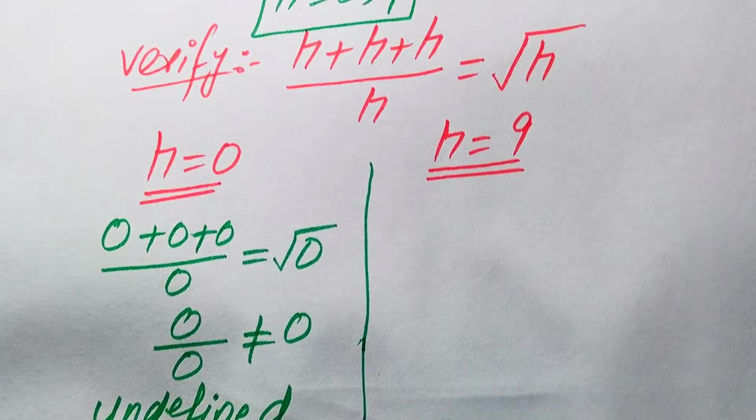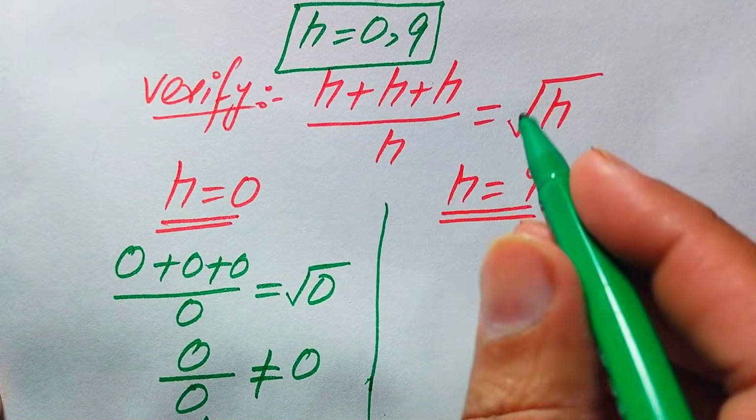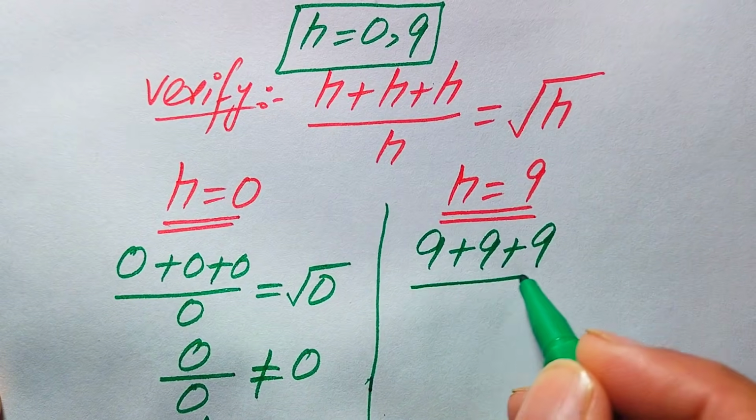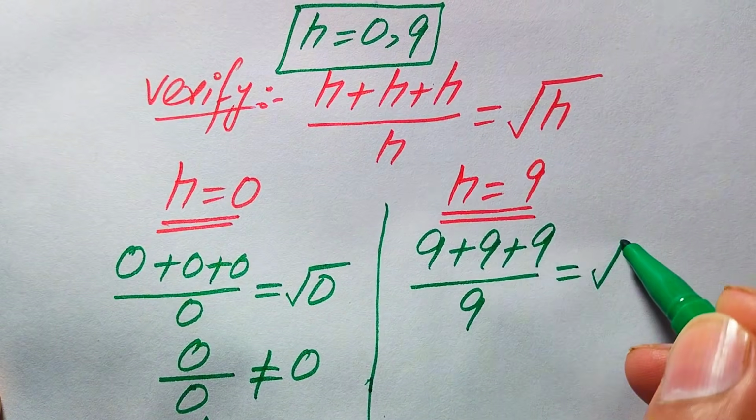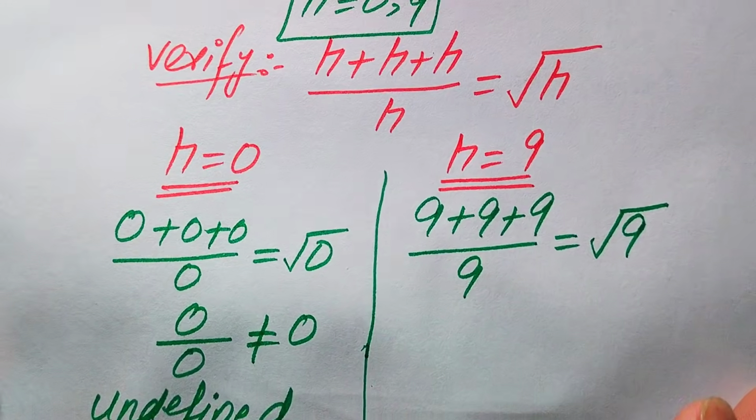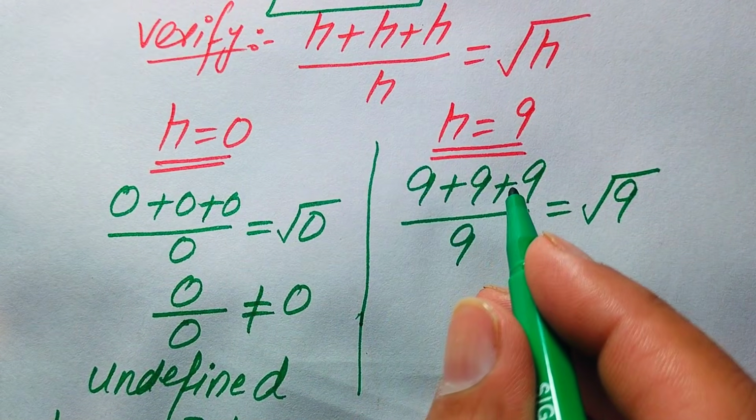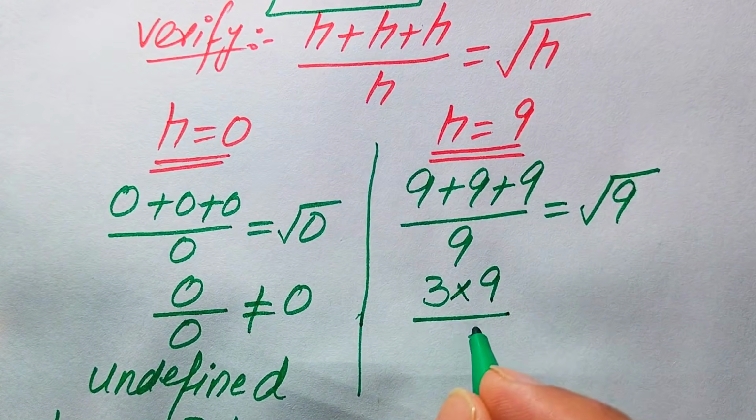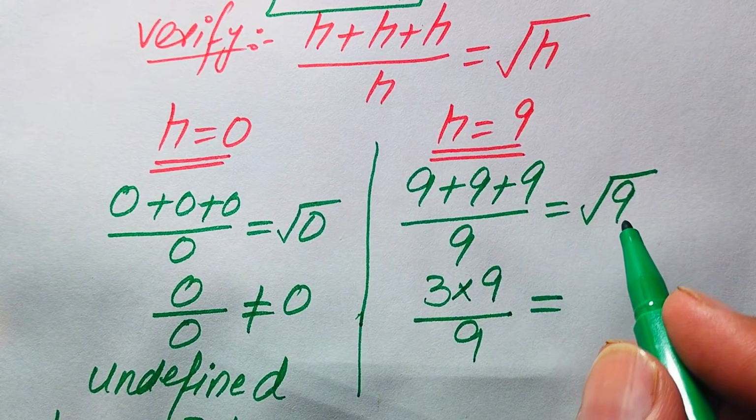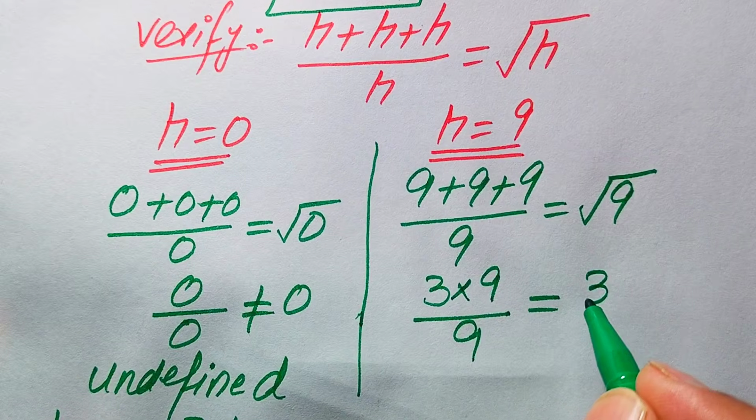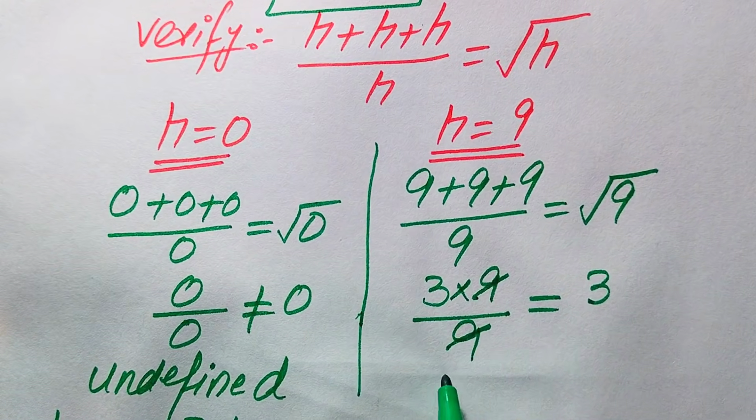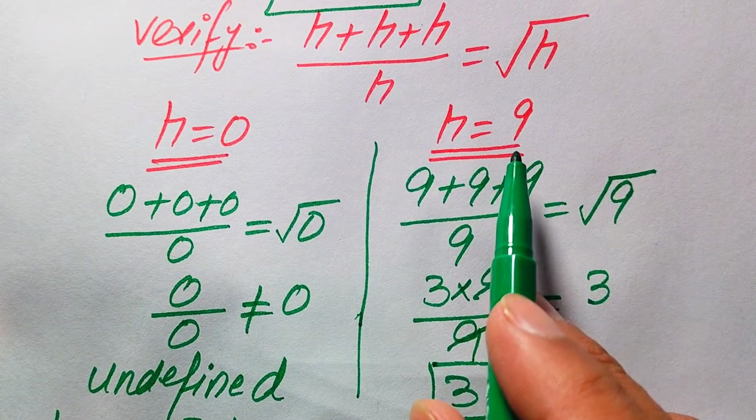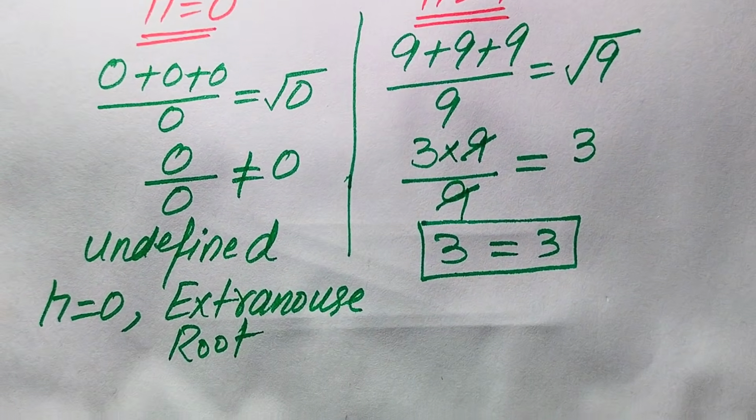And now, in the same pattern, we verify the second value of h. We substitute it on both sides, and it becomes 9 plus 9 plus 9 divided by 9 is equal to the square root of 9. Here you see that 9 is added 3 times. We write it as 3 multiplied by 9 divided by 9 is equal to, and we know that the square root of 9 becomes 3. This 9 and this 9 are gone, and we get 3 is equal to 3. This shows that the value h equals 9 satisfies our given question statement.